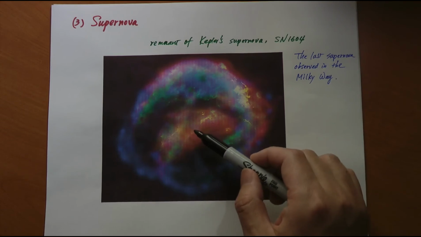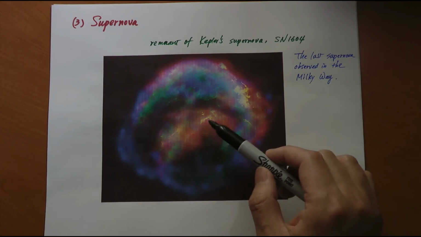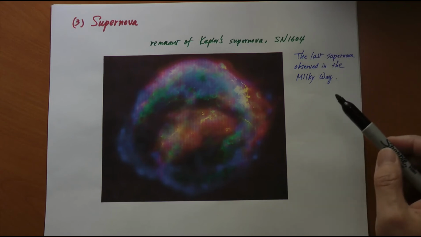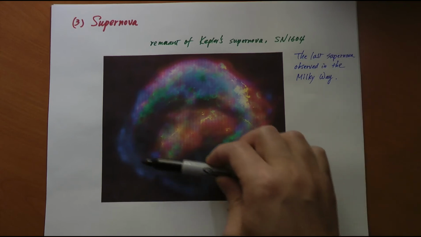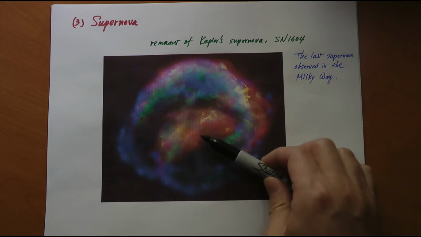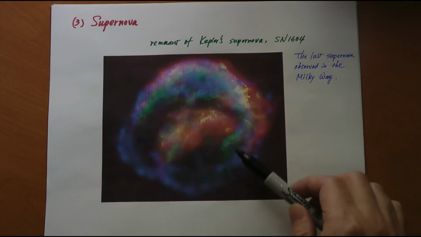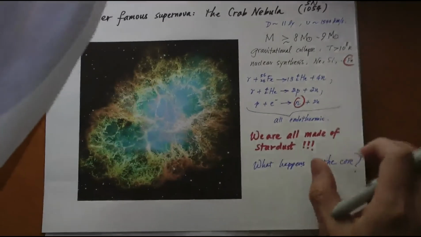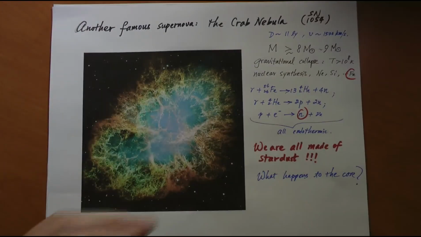This is a picture of this star today. It is no longer the same as Kepler looked at it 400 something years ago. It is now a giant cloud of gas because this thing has expanded. This is what's left of Kepler supernova. It's enormous. And another famous supernova, perhaps the most famous of them all, is the Crab Nebula.